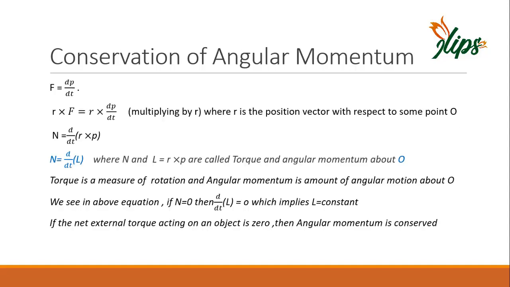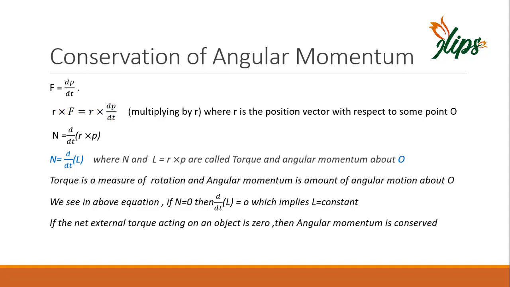So the next is conservation of angular momentum. The first equation is Newton's second law. If I take the cross product on both sides with a vector r, I can get this equation, where r is the position vector with respect to some point O. O is the point about which I want to measure the angular momentum.